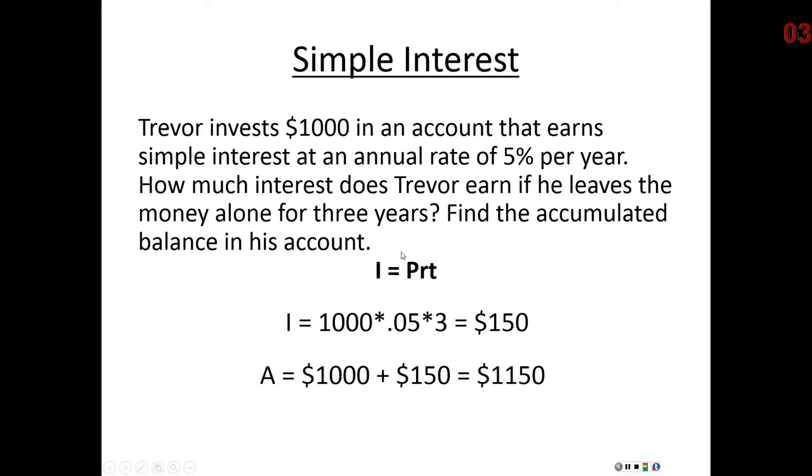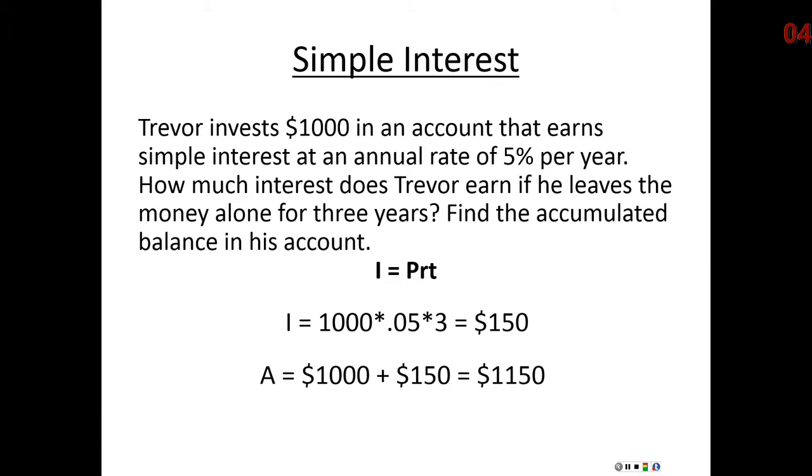So any questions on that? And then this is the accumulated amount. This is the principal, 1,000 plus 150, which gives you 1,150. So no matter how long the money stays in the account, it only earns $50 a year in interest.